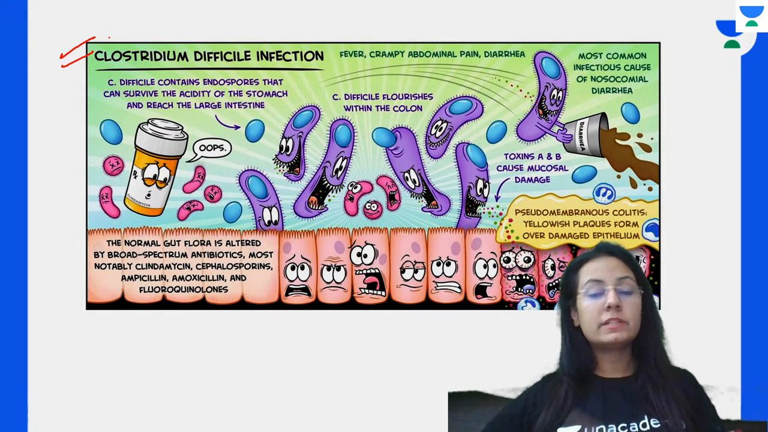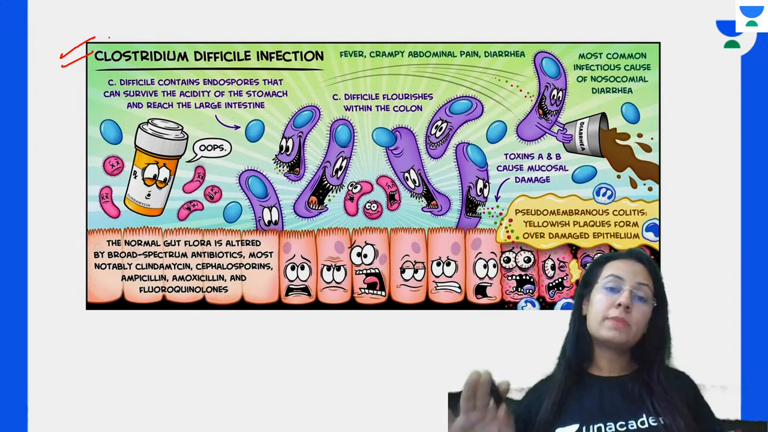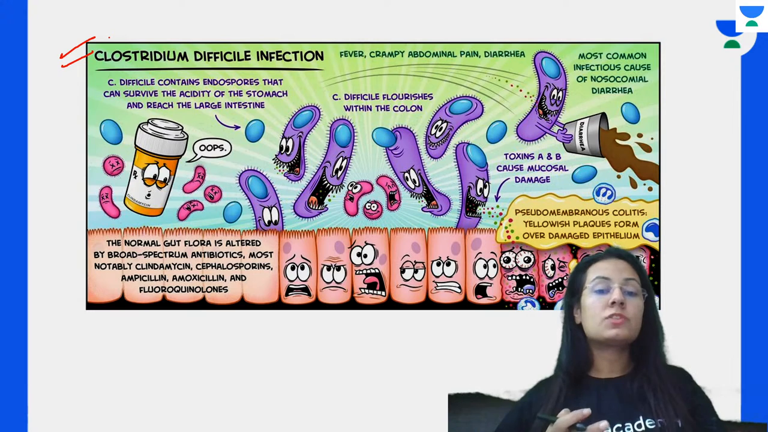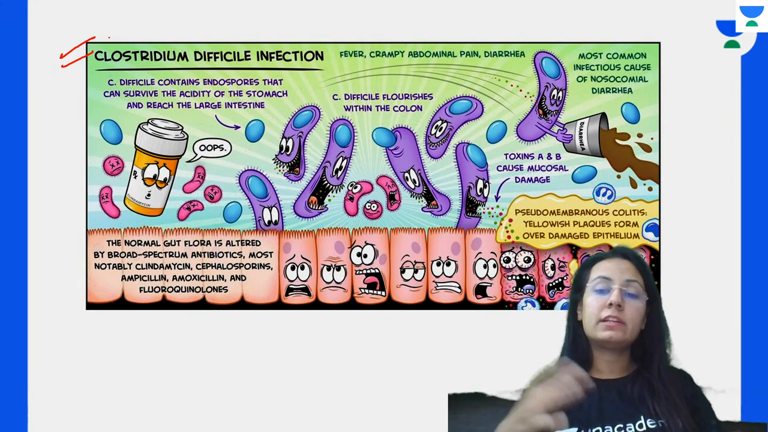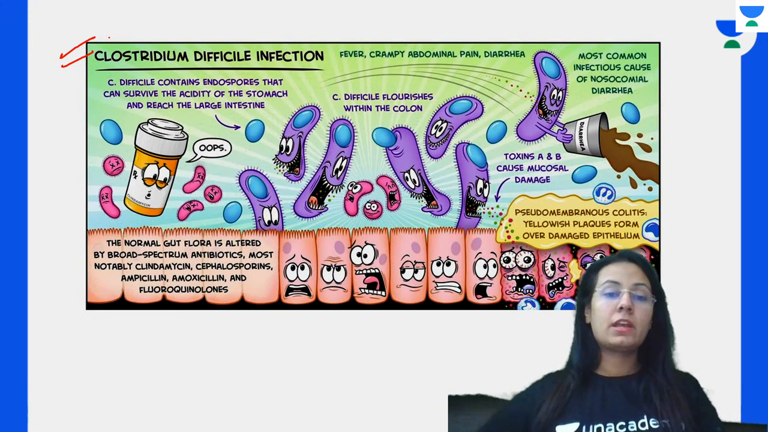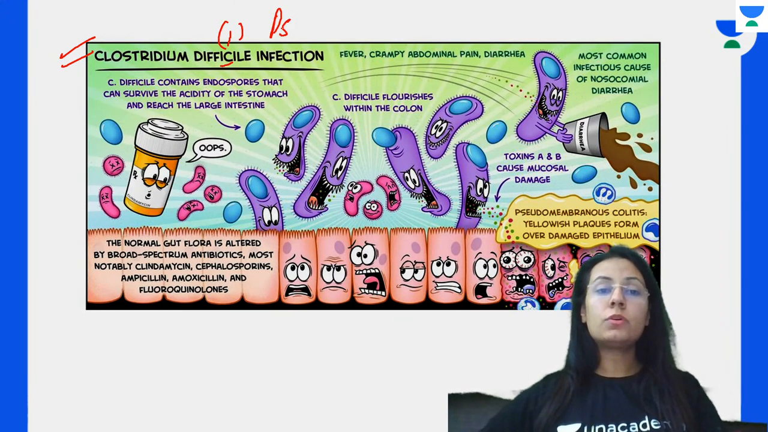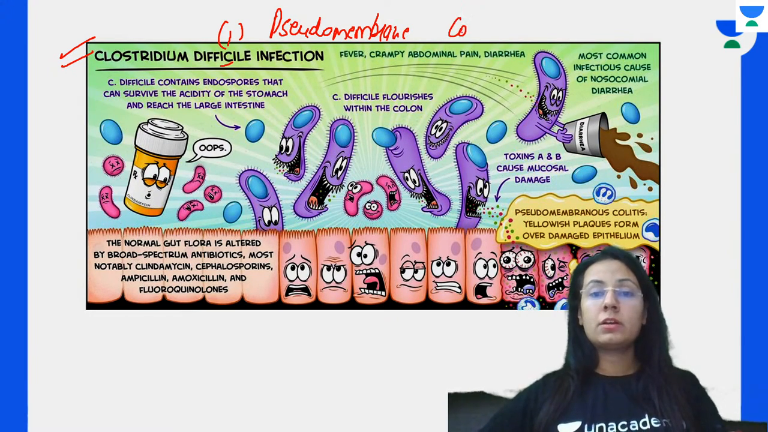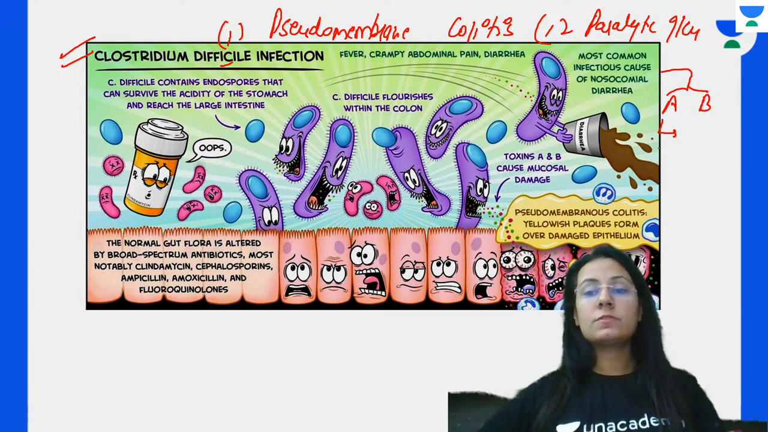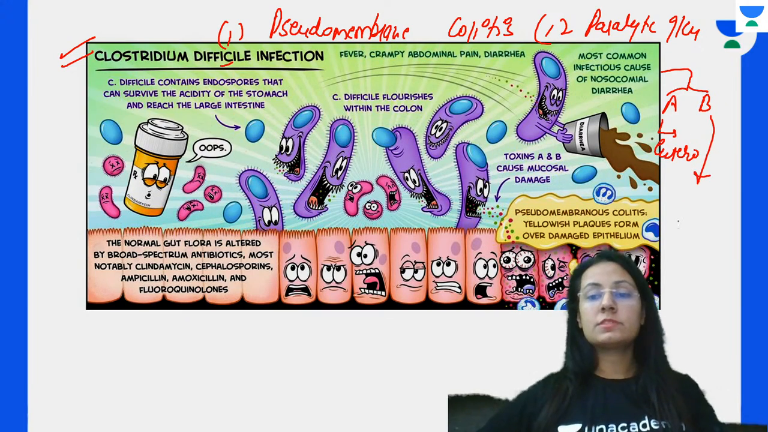Alright, now coming to Clostridium difficile, the most common risk factor is a patient on a long hospital stay taking broad spectrum antibiotics, mainly clindamycin and third generation cephalosporins, for many days. That alters the normal gut flora, and Clostridium difficile is able to flourish in that media, causing the formation of pseudomembranous colitis and paralytic ileus. Two types of toxin, A and B. A is what? An enterotoxin, and B is what?